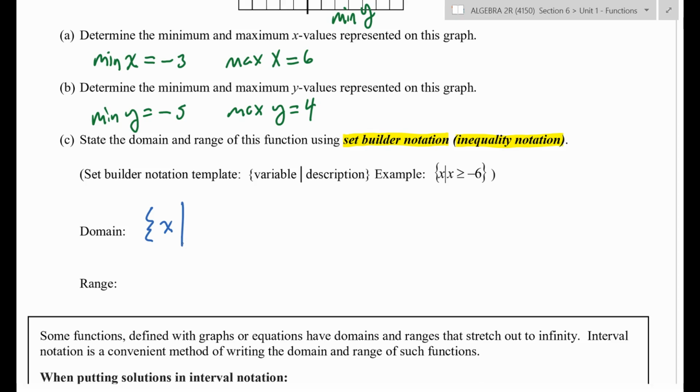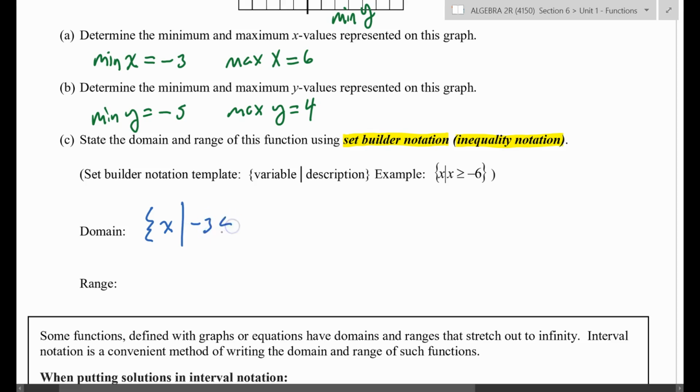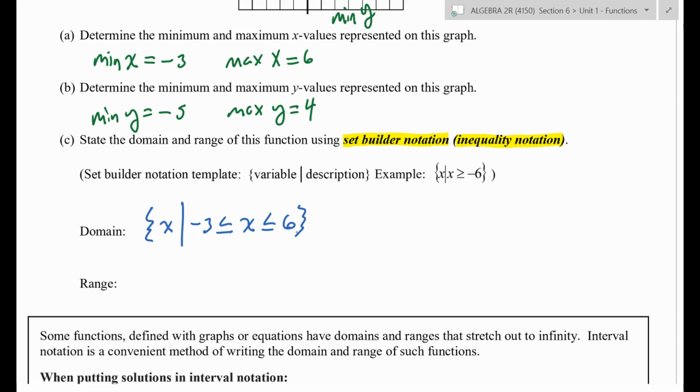Where do the X values begin? -3. Do they actually touch -3? Is there a point at -3? So what do I have to write? Less than or equal to. And where do they go to? What X value was maximum? 6. And they actually touch 6 as well, right? Okay, so it looks like it's real complex, the way I wrote that. But do you guys agree that this is the inequality that starts here and ends here for X values?